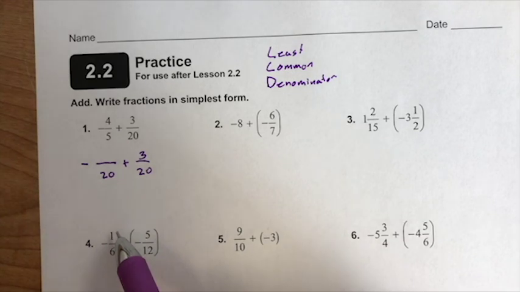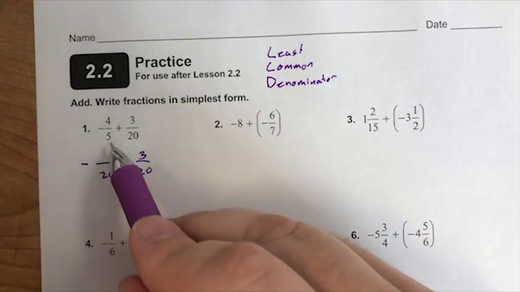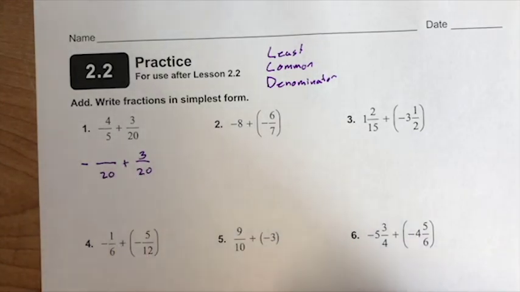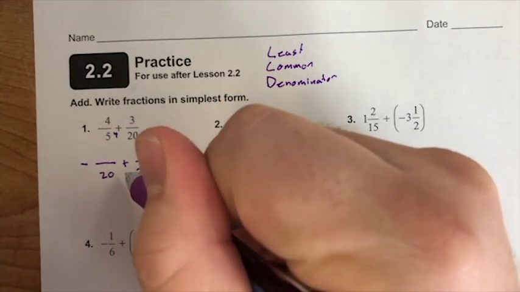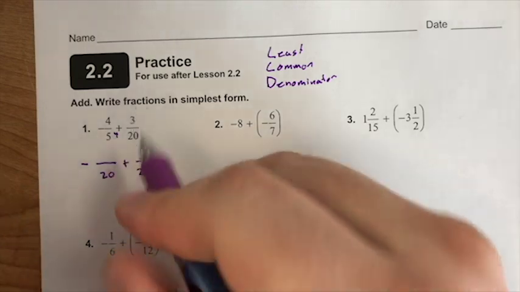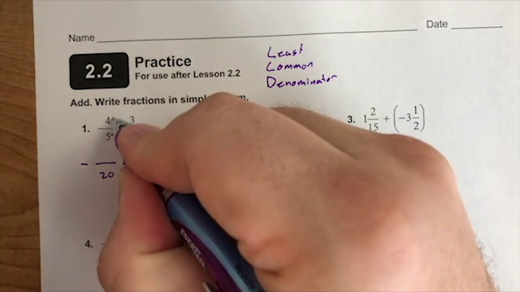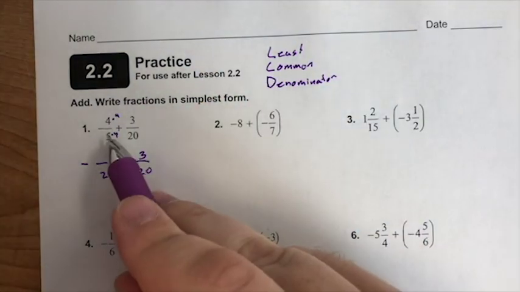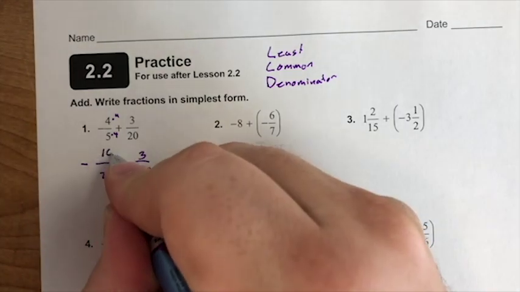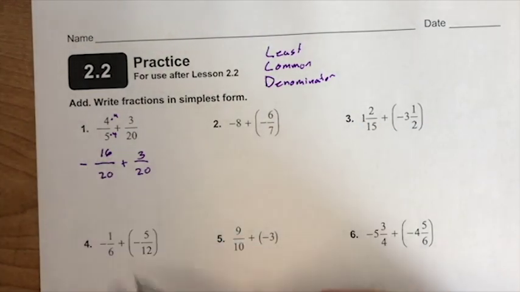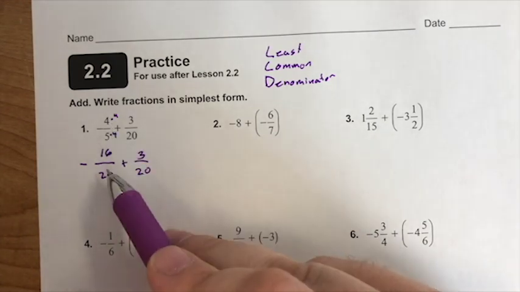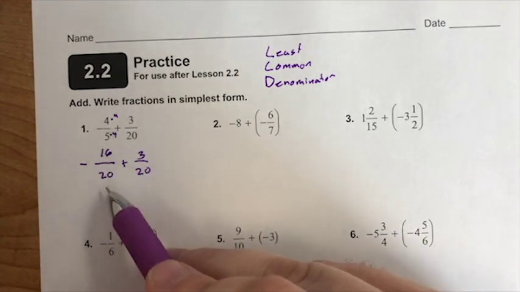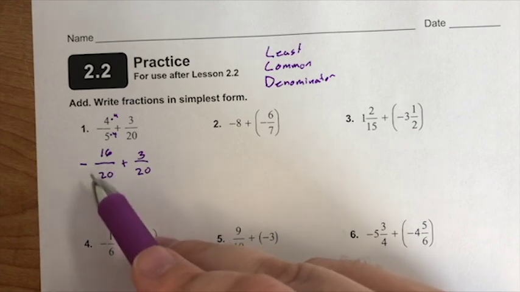Now ask yourself, how did I do that? What do I need to multiply 5 by to get 20? I need to multiply it by 4. And if I do that on my denominator, I also have to do the same thing with my numerator. So 4 times 4 gives me 16. So negative 16/20 is the equivalent of negative 4/5. These two are the same fraction. It's just that this one is not simplified.